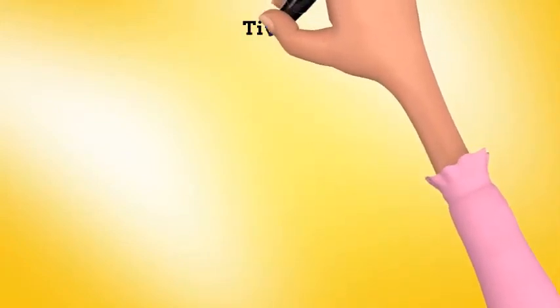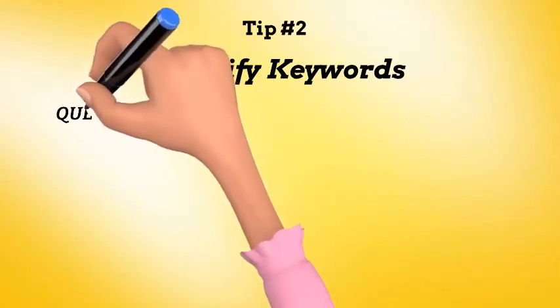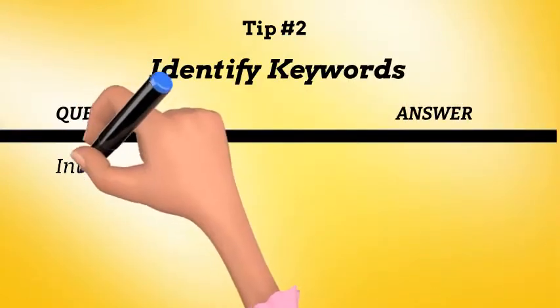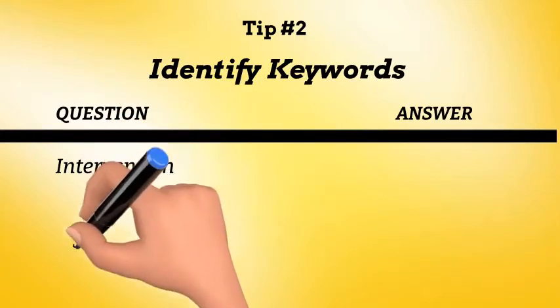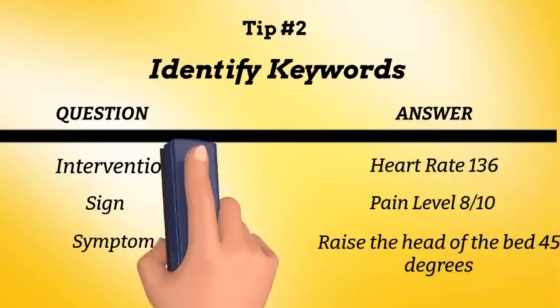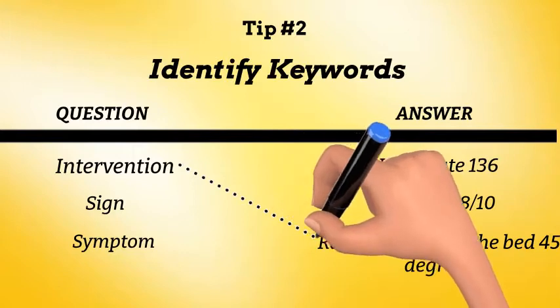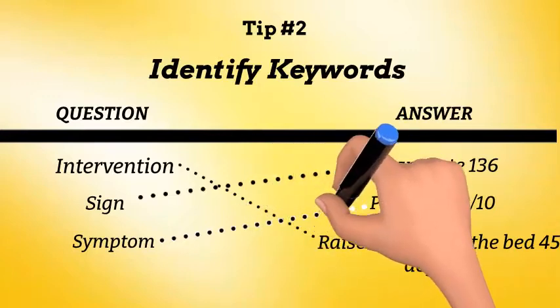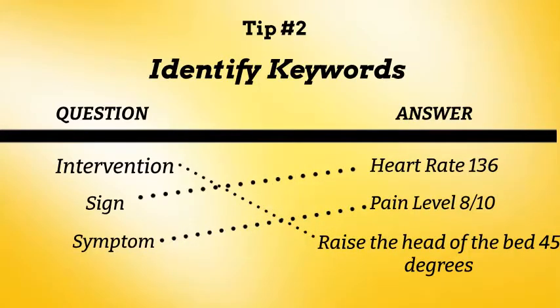Tip number 2 is to identify keywords. If the question asks for an intervention, then make sure your answer contains an intervention. If it asks for a sign, choose an answer that has a sign. And if the question asks for a symptom, make sure you choose an answer that includes a symptom. Eliminate the answers right away that don't have anything to do with the keywords in the stem of the question. And if you have questions about what the difference between signs and symptoms are, check out our video all about subjective and objective assessments. I will link it in the description below.